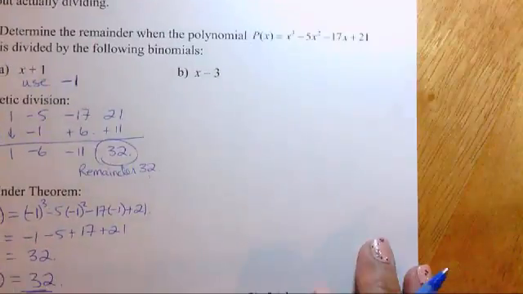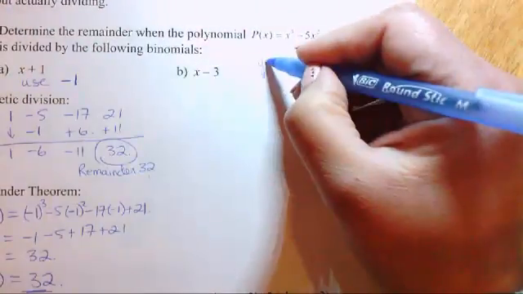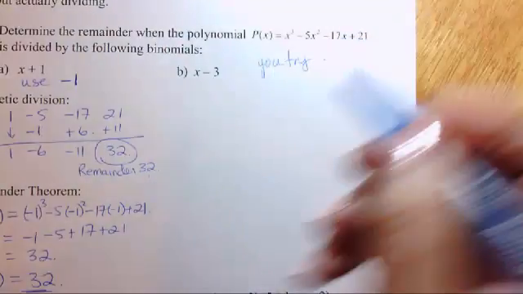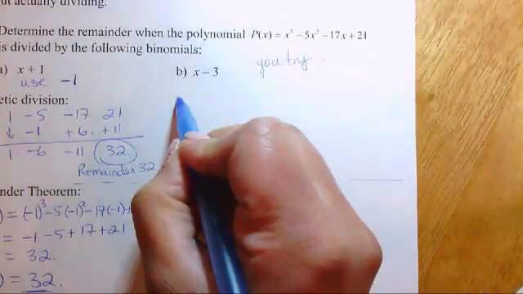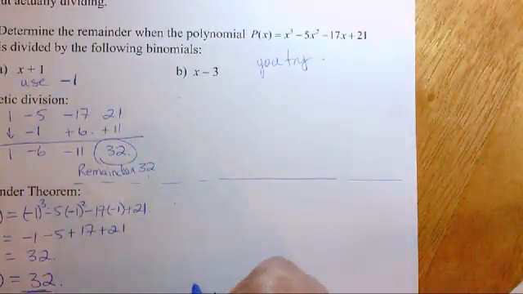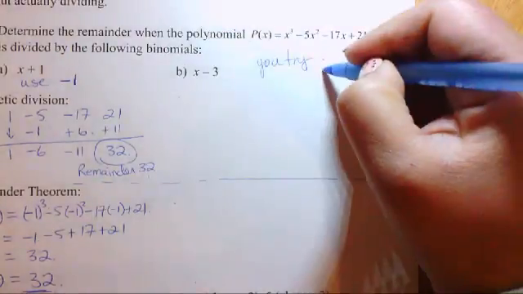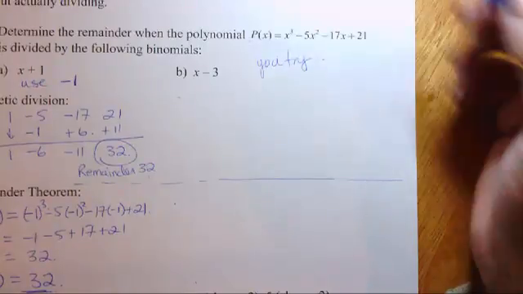Okay, so here's another example, exact same question. Why don't you try this one? First do the synthetic division up here, and then you can verify it using the remainder theorem down here, and bring your answer to class, and we'll talk a little bit more about the remainder theorem then.